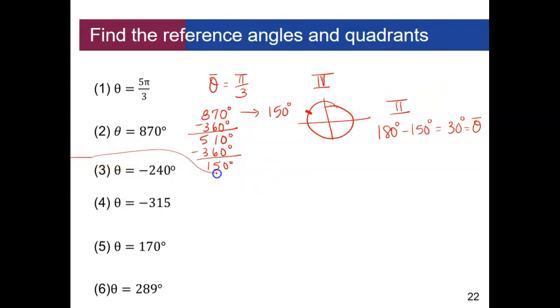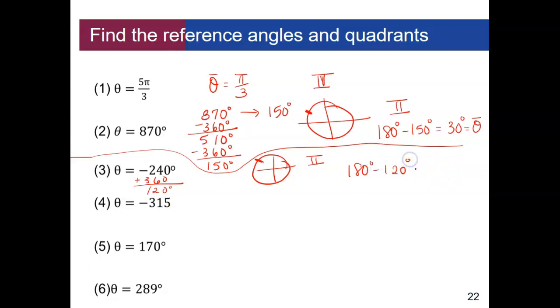All right, if we look at this next one here, we've got negative 240. Again, the first thing I've got to do is find a coterminal angle that's on the basic unit circle, between 0 and 360. Since this is a negative angle, I'm going to add 360 to that. So negative 240 plus 360 is going to give me 120. If I think about my unit circle, 120 is over here in the second quadrant. And as far as my reference angle, I'm going to do 180 minus 120, and that's going to give me 60 degrees for my reference angle.